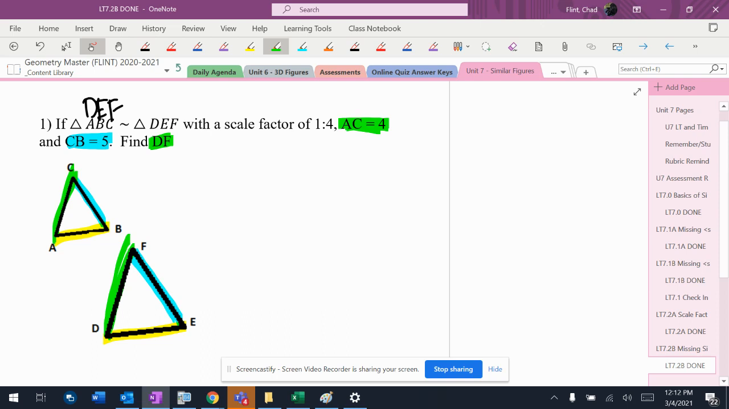Okay, and the reason I did that is because I want to make sure that I know which sides go together. So the sides of the same color have to go together. So when I set my proportion up, I'm going to set up proportions that have colors matched up in them.